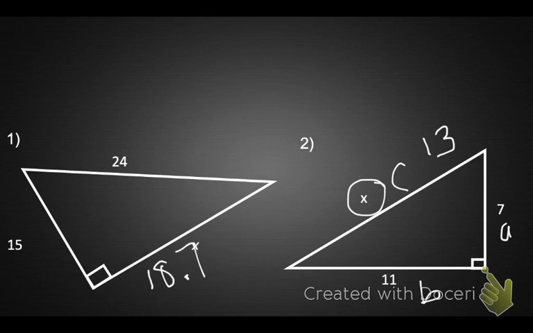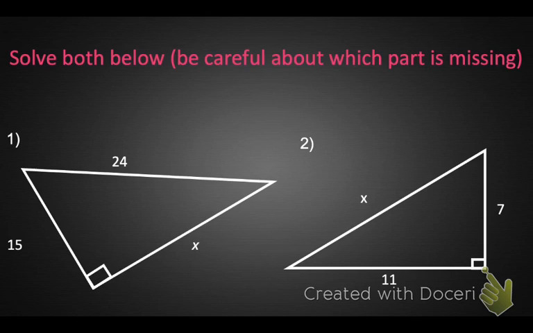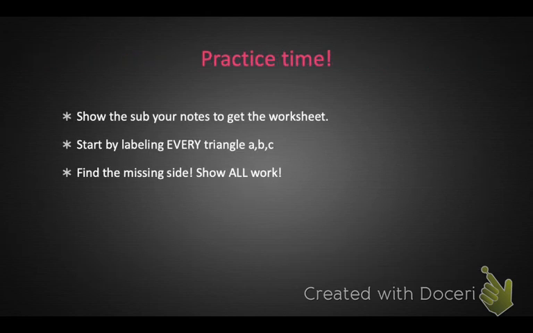Alright, so you should have notes done. You need to go show the guest teacher your notes in order to get the worksheet. Whatever you do not finish in class is homework, so you need to use your time wisely. We're moving on tomorrow, regardless of if you paid attention today or not. Alright? Start by labeling every triangle ABC. Do not solve it without doing that. And then you need all 5 steps today. If you can handle that today, I might let you not do that tomorrow.